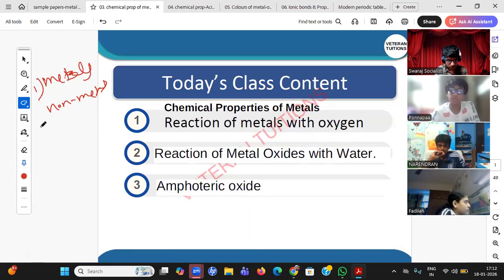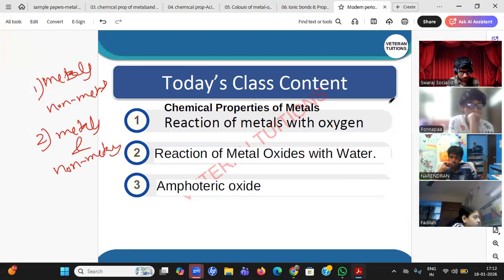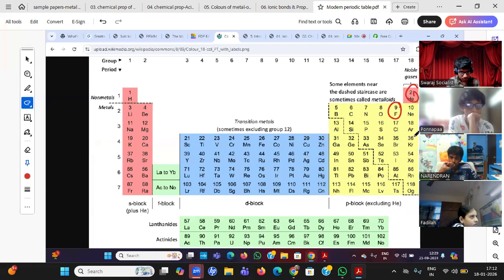Then we learned physical properties. How do metals look like? Are they solid? Are they liquid? And we also saw the physical properties of non-metals. How do non-metals look like? Most of them are gases, fluorine gas, helium gas, krypton gas, but some of them are liquid. Can anybody say what is that liquid? Bromine is liquid. Like that we have seen all of them. For metals, most of them are solids, but mercury is liquid at room temperature.